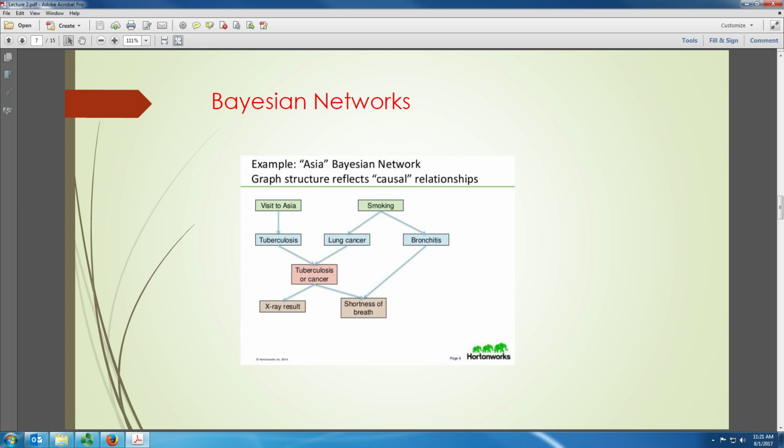So you can see how we define causal relationships here. Causal relationship means one thing causes the other. For example, smoking can cause lung cancer and smoking can also cause bronchitis. This is what we call causal relationship. One thing causing the other. Visit to Asia can cause tuberculosis. So visit to Asia causes tuberculosis. That's a causal relationship between visit to Asia and tuberculosis. So this is how we identify causal relationship using Bayesian network.